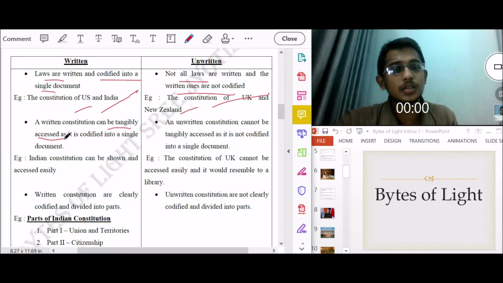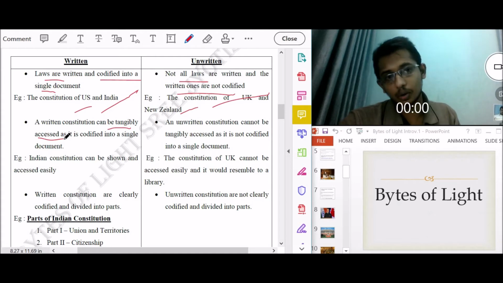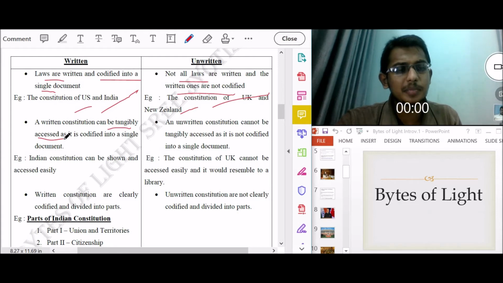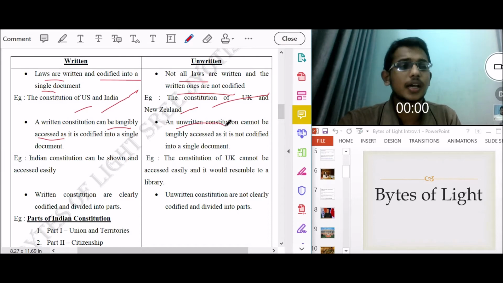It can be in the form of a book. That is, you can read the whole constitution by taking it into your hand. That is, it can be tangibly assessed. But in the case of an unwritten constitution, it is not like that. As it is not codified into a single document, you cannot tangibly assess it.